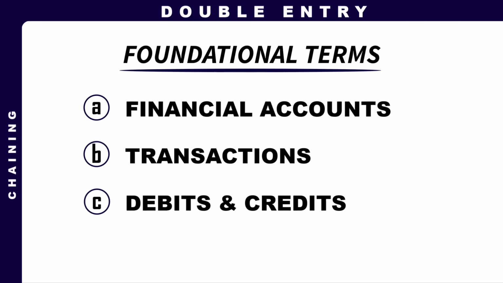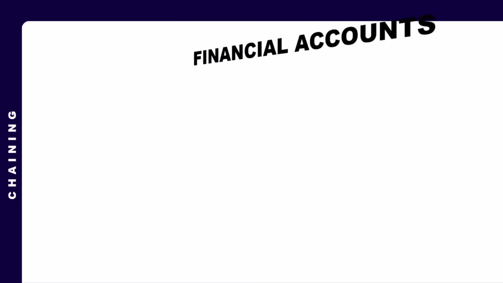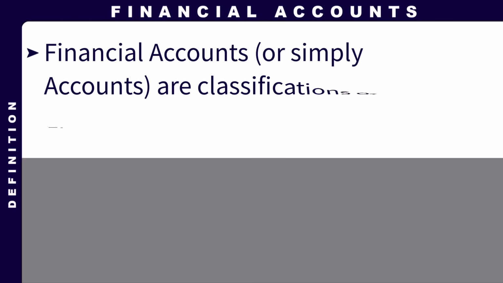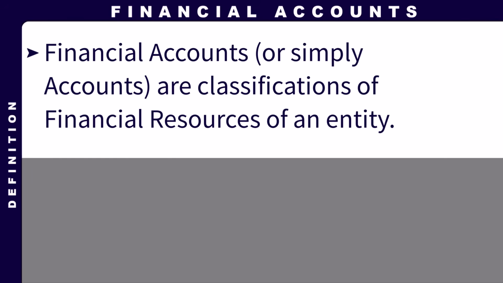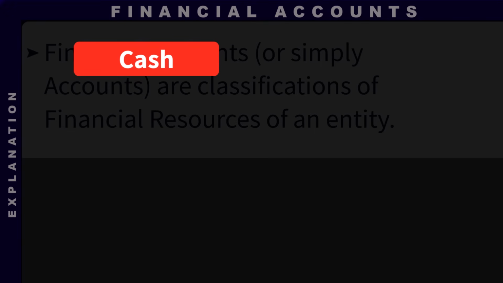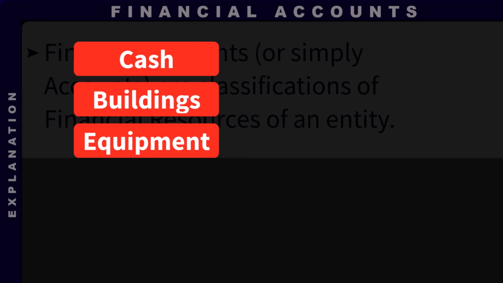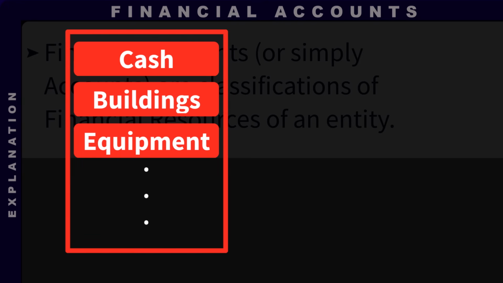Now, let's spend the next few minutes looking at each of these three terms, starting with financial accounts. Financial accounts, or simply accounts, are classifications of financial resources of an entity. Now, to clarify, think about all the properties or financial resources such as cash in bank or cash on hand, or non-cash items like buildings, equipment, and so on that are owned or held by a company or an individual.